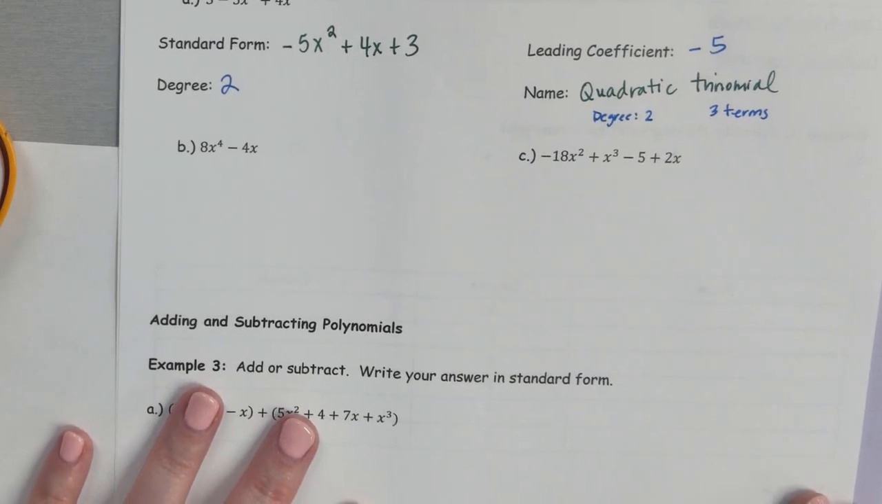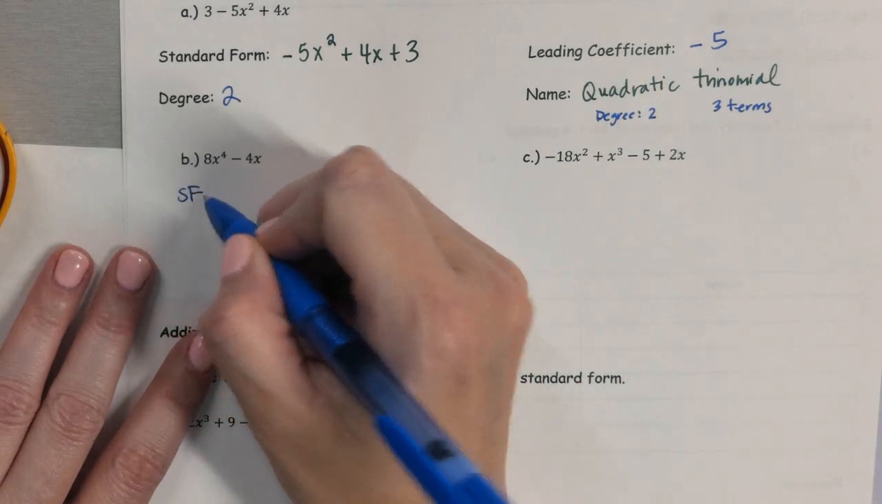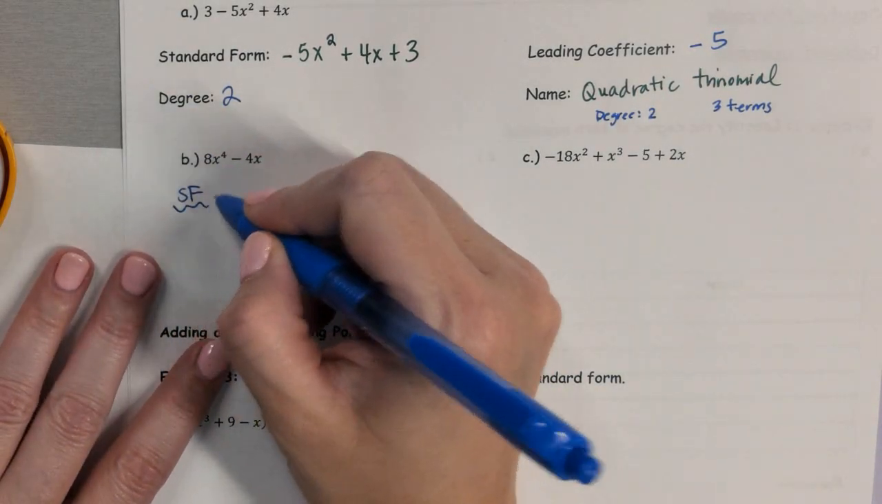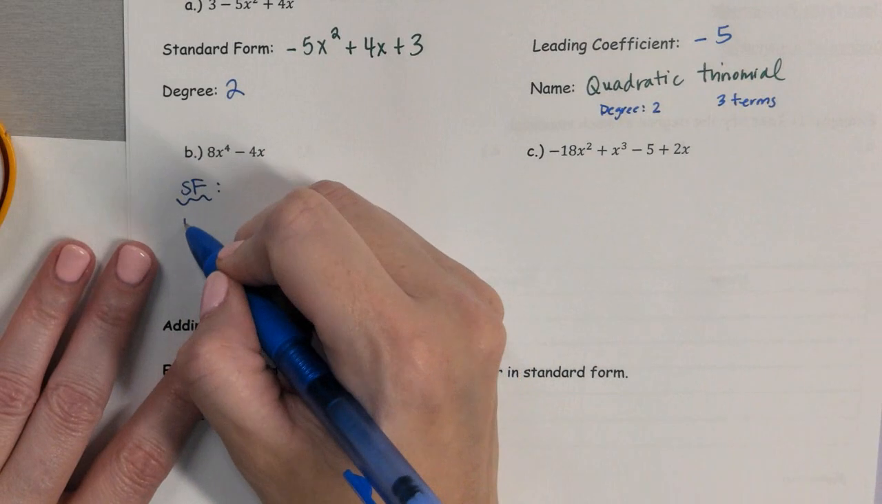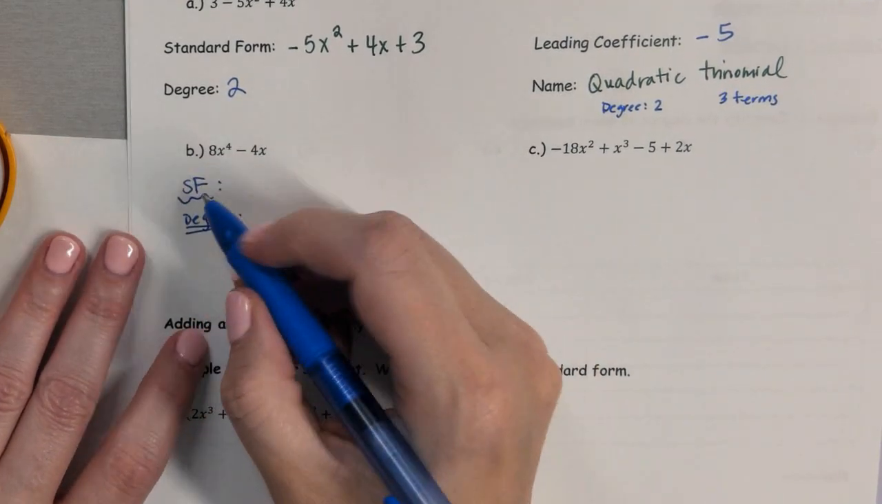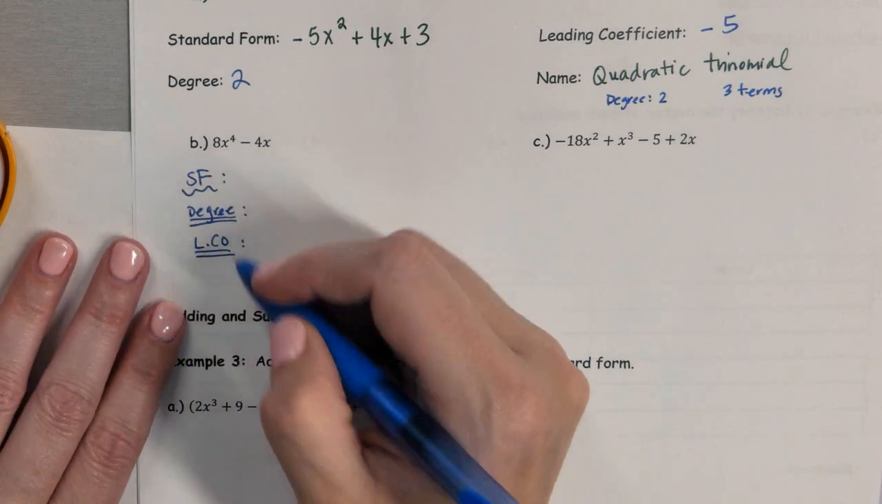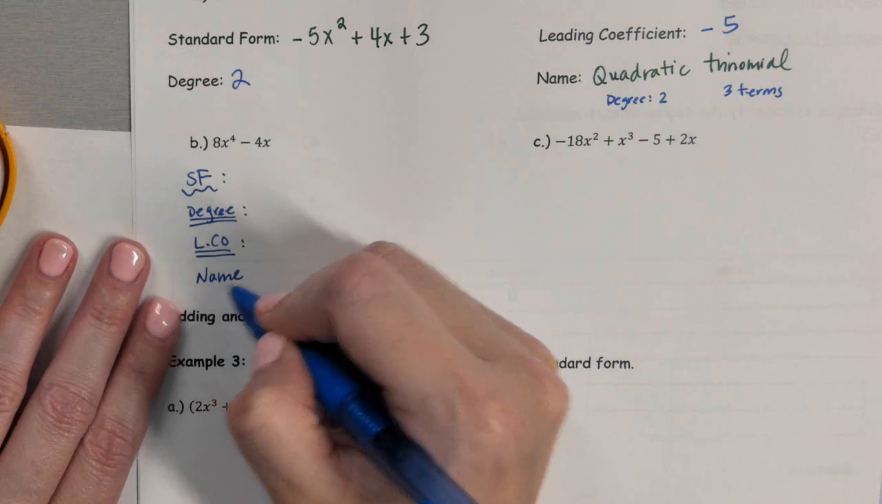Okay, and then I'm going to have you guys try B, and then when I write these down, I just write it like this. SF for standard form, degree, I call it the LCO for the leading coefficient, and then the name.